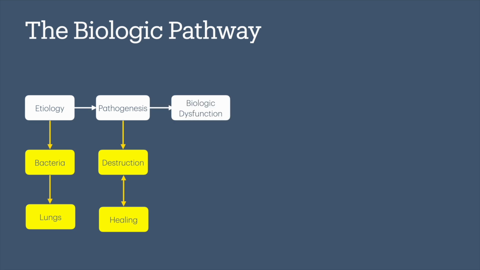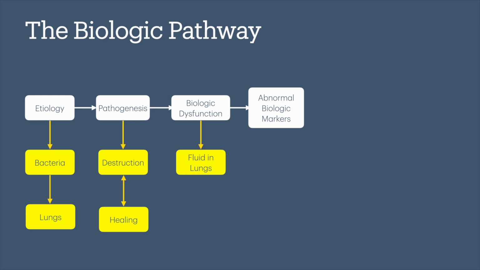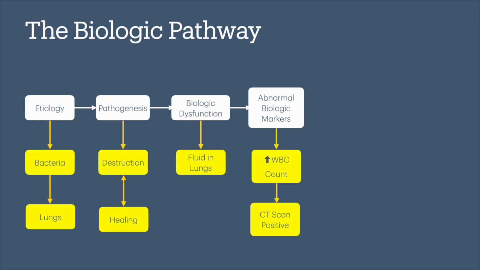In the biologic dysfunction stage, the body starts showing signs of damage because the disease is progressing. Continuing with the pneumonia example, in this stage, the bacteria damage the lung lining and the lungs start filling up with fluids, which decreases oxygen supply. In the next stage, biologic dysfunction can be detected with abnormal biologic markers, such as an increased white blood cell count or a CT scan being positive for pneumonia.